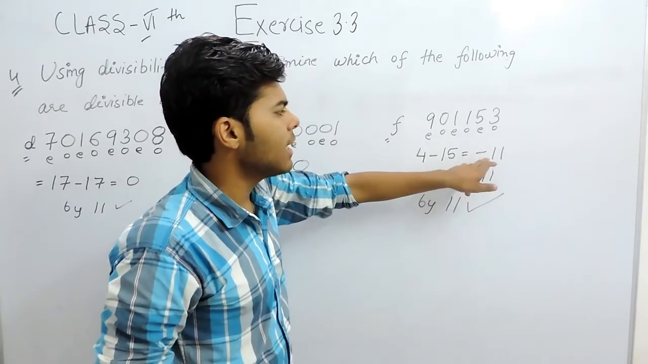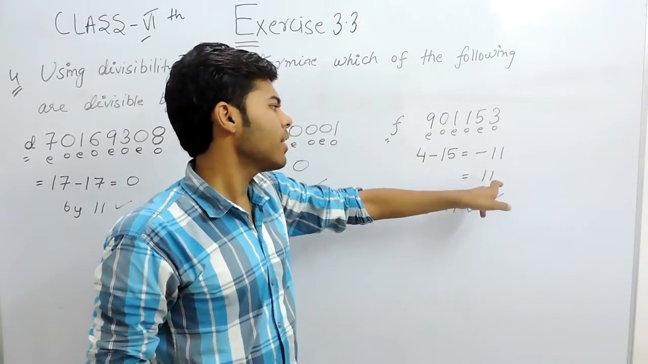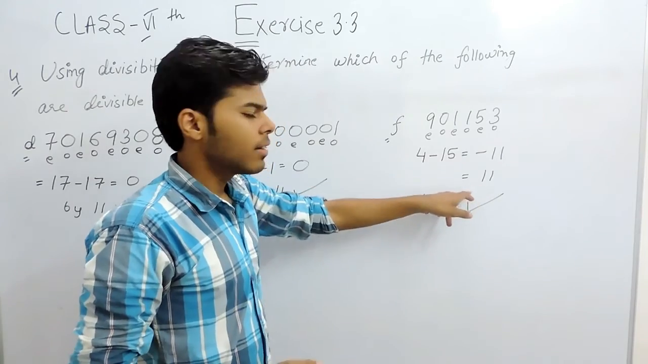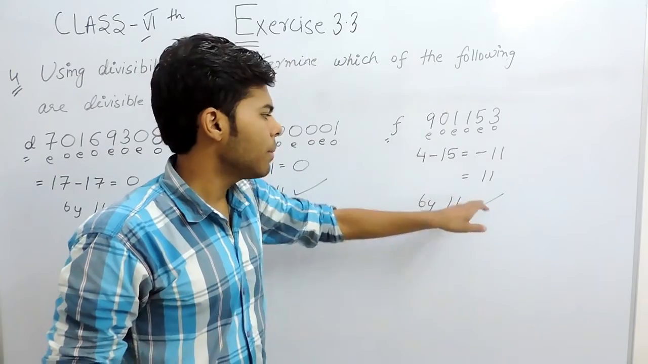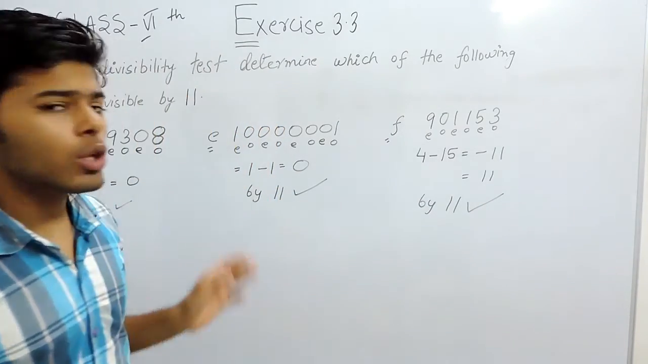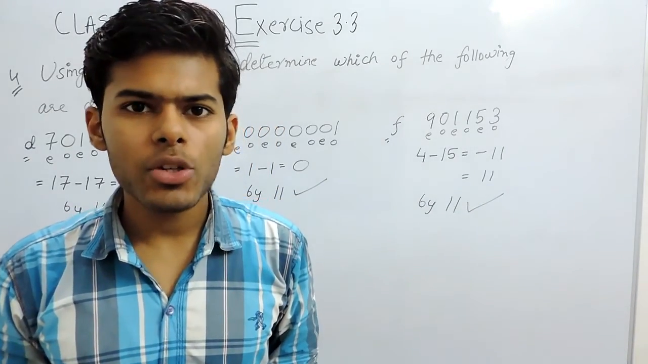Remember, if there is a minus sign, exclude it, take it to be 11 and then do the factors. Means if it is a multiple of 11, then it will be divided by 11. And this is how you can solve this type of questions. I hope you understood this.